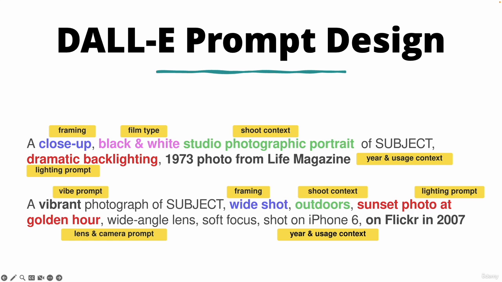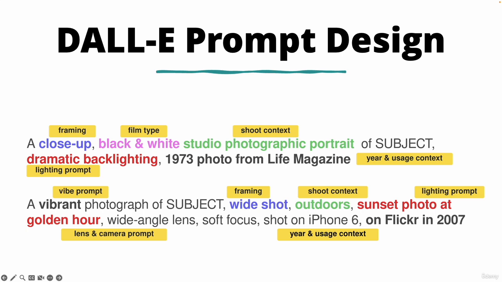As you can see in front of you, I provided a very basic breakdown of specific phrases that you can add. For example, firstly, you can initialize the framing by saying a close-up, black and white, which would be the film type. Then you can define the shoot context. For example, here we have a studio photographic portrait of a something, right? So you can decide what the subject would be.